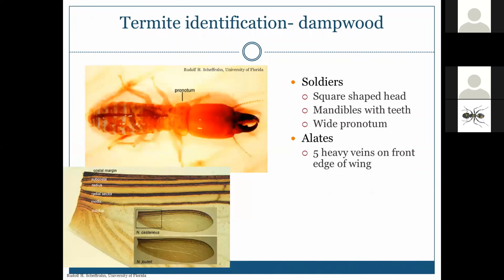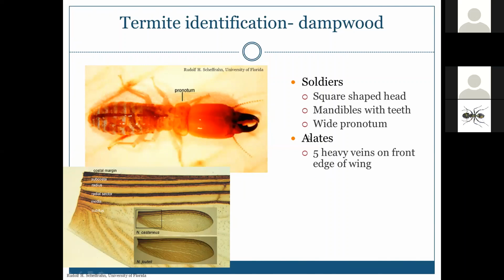Dampwood termites, the soldiers here are going to have a square-shaped head. They also have mandibles that have teeth, or those notches. And if you look at the pronotum, which is this little shield-shaped structure behind the head, they have a very wide pronotum compared to the other termites. And you can see that the rest of the thorax and abdomen is kind of more narrowed than that.